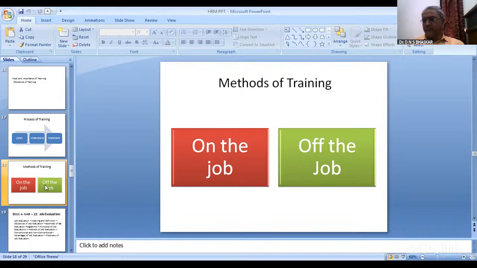And the incidental method is another one. And films, television, etc., which are very popular nowadays. And computer-assisted training is another important element in this. These are the various training methods which an employee can be provided with. This is in the paragraph on page numbers 174 and so on.